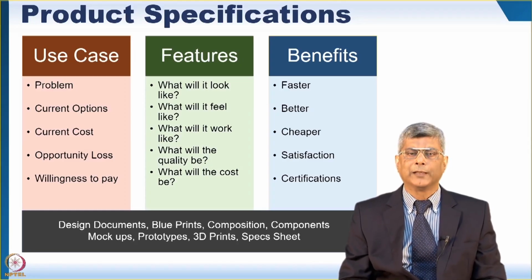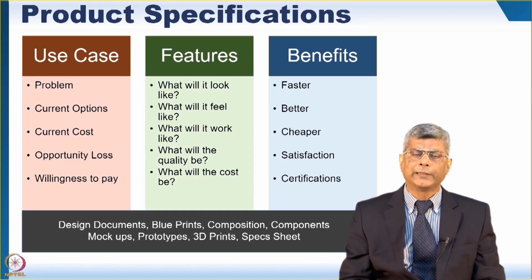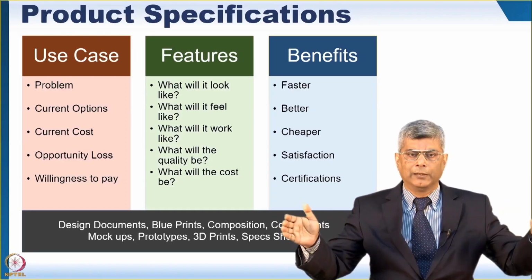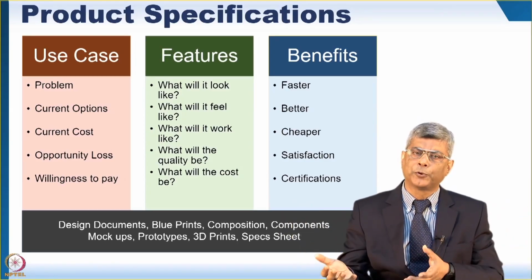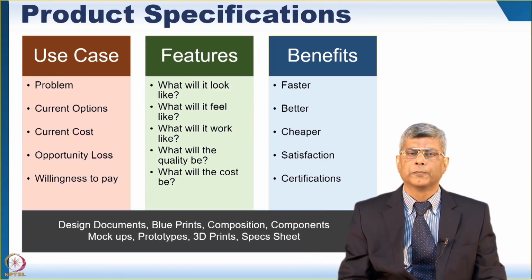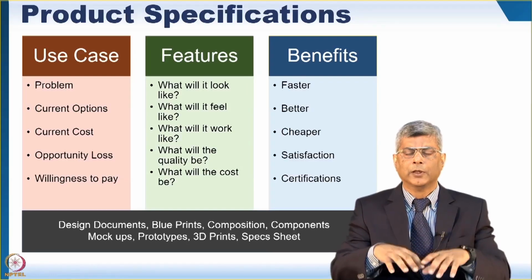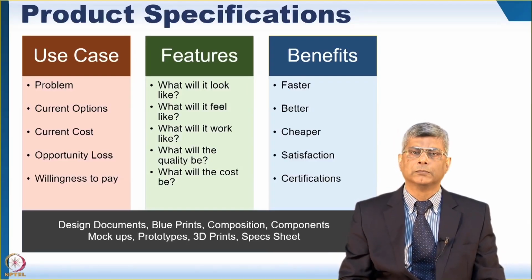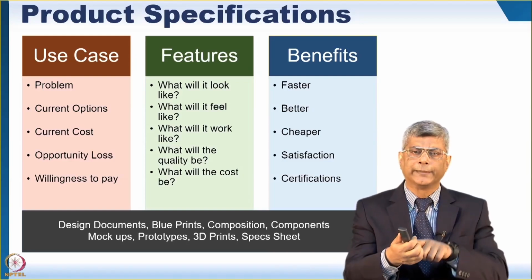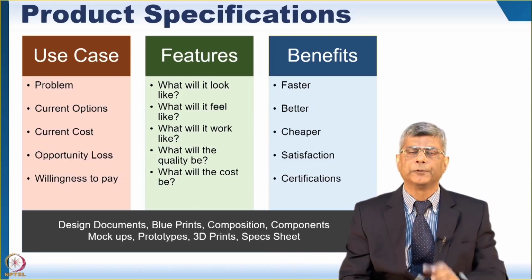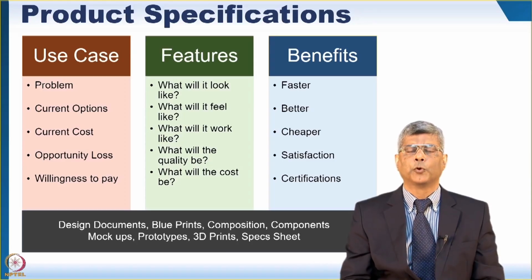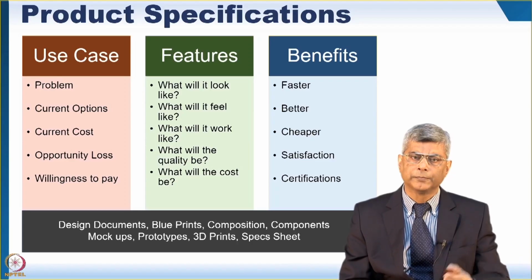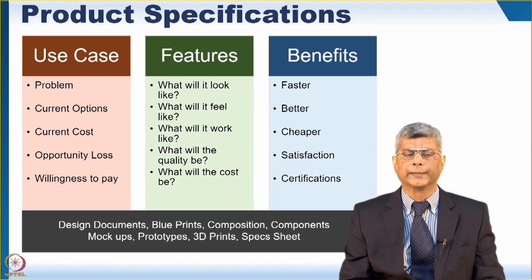You then have to write down the features. And the features are, what will the product look like? Is it small? Is it big? Is it heavy? Is it waterproof? Is it dustproof? Is it round? Is it square? What will it look like? What will it feel like? How will it work? Will there be buttons on the side or buttons in the front? Buttons on the top? Will there be a jack here, a power cord there? The voltage? So what will it work like?